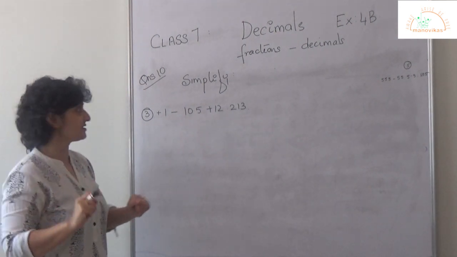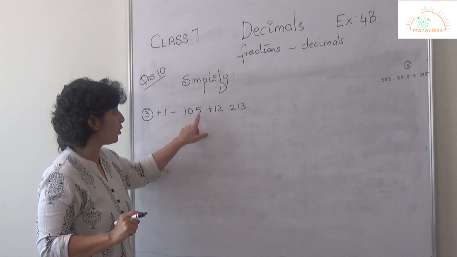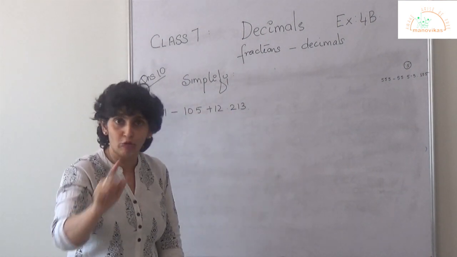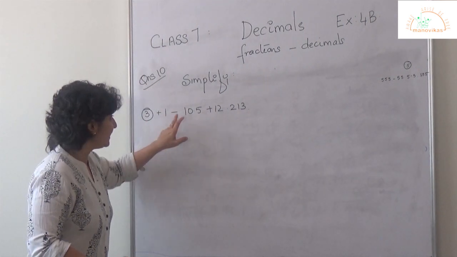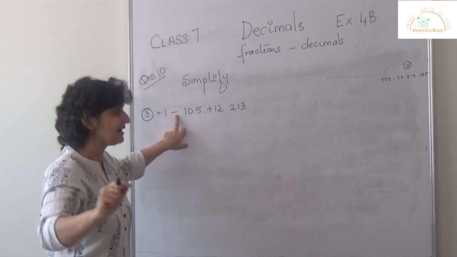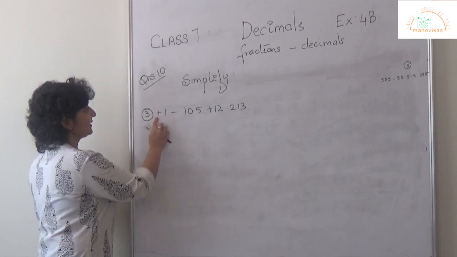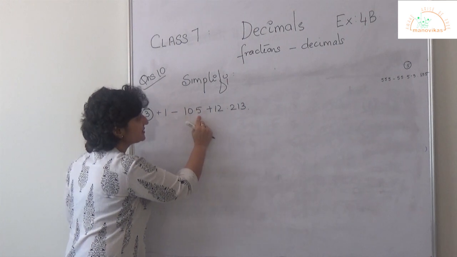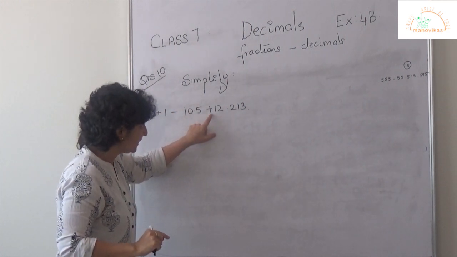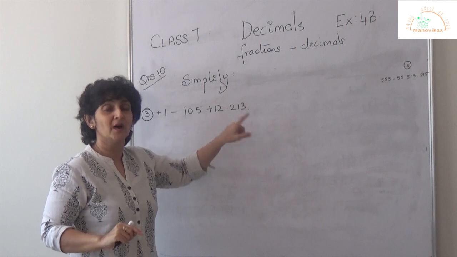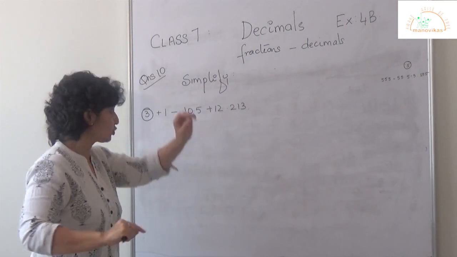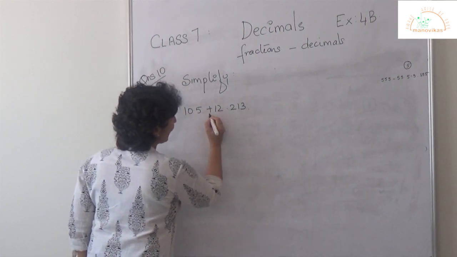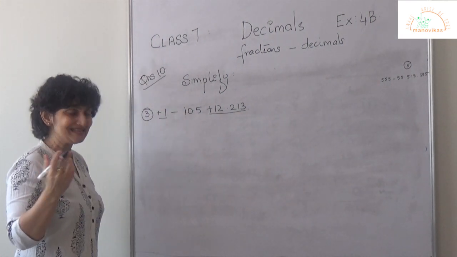Many of you tend to make this mistake. You will take it as 10.5 plus 12.213. No. Please remember, the sign in front is for that particular number. Like this is plus 1. This is minus 10.5. And this is plus 12.213. I hope I'm clear. So let's begin with the sum. Now I know this is plus and this is plus, so it's easier to add.